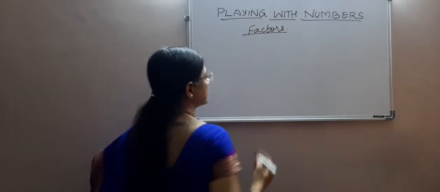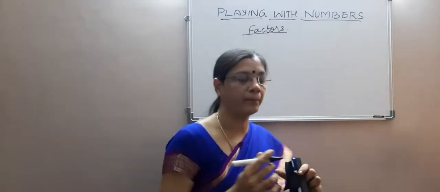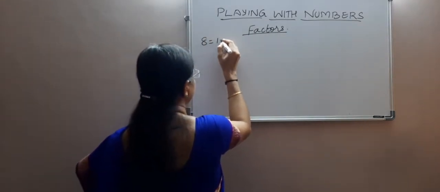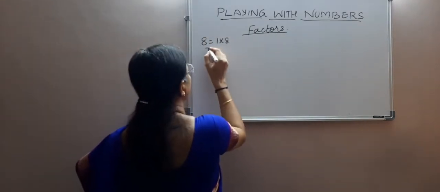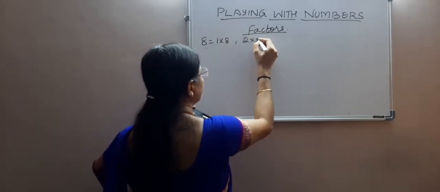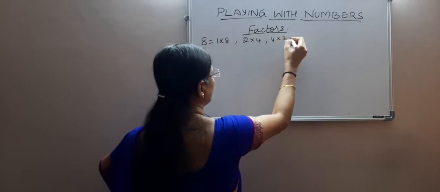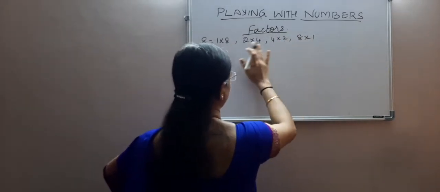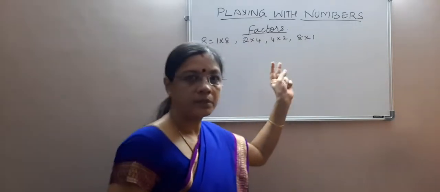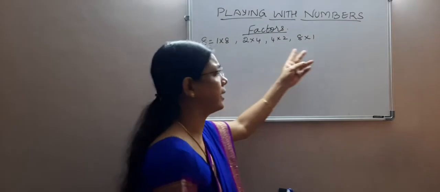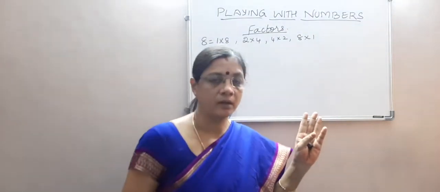So factors. I have told you that one number, let us take 8, can be represented as 1 into 8, or as 2 into 4, or 4 into 2, or 8 into 1. Anyway, these products are one and the same. We know multiplication is commutative, so they are the same. But they can be written in these ways, isn't it?